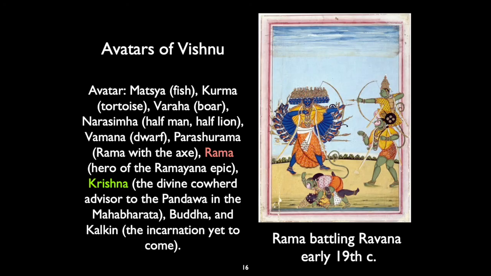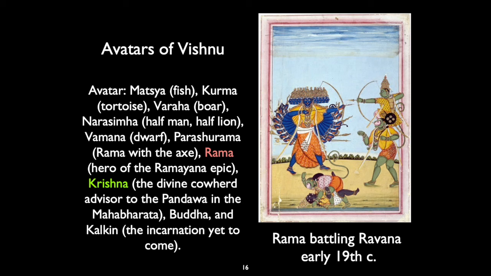And to do this, he comes down as an avatar. He doesn't directly influence events, but he manifests himself as a mortal being. And that can be a fish, a tortoise, a boar, half man, half lion, a dwarf, Parashurama, the Rama with the axe, Rama, the hero of the Ramayana, and Krishna, the divine cowherd and advisor to the Pandavas in the Mahabharata. Many Hindus believe that Vishnu also is the Buddha, although this is not a part of the Buddhist faith. And there is one important incarnation of Vishnu, Kalkin, the incarnation yet to come.